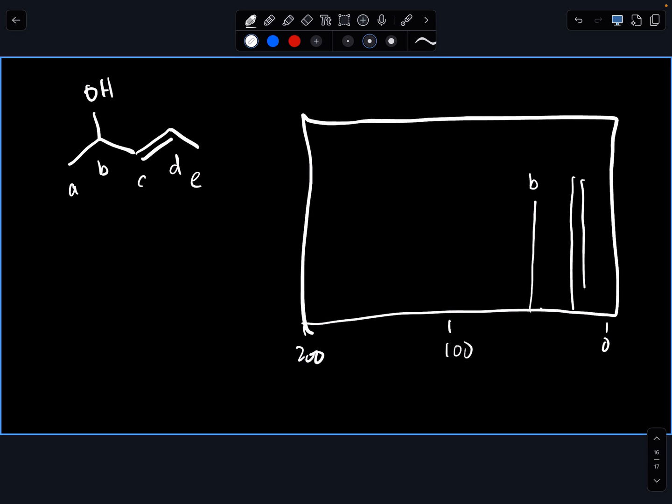There we go. You're going to get two signals here for A and E. They're sp3s, they're not attached to electronegative atoms. And then you have C and D. C and D are sp2s, and they're not really attached to anything electronegative, so you're probably going to find them close to 120. What about there somewhere?